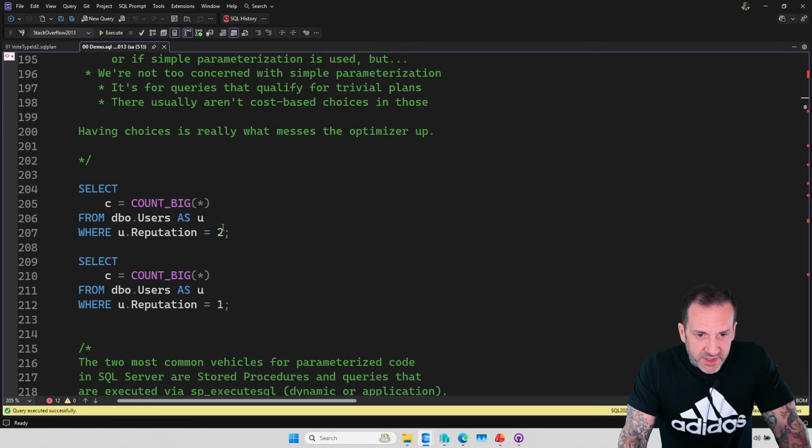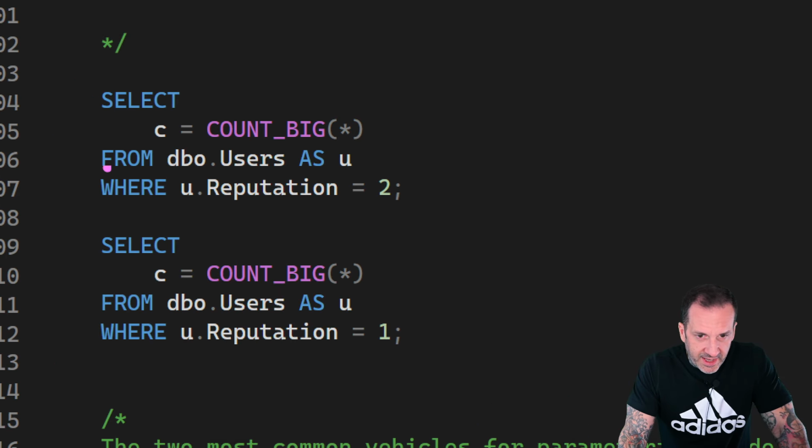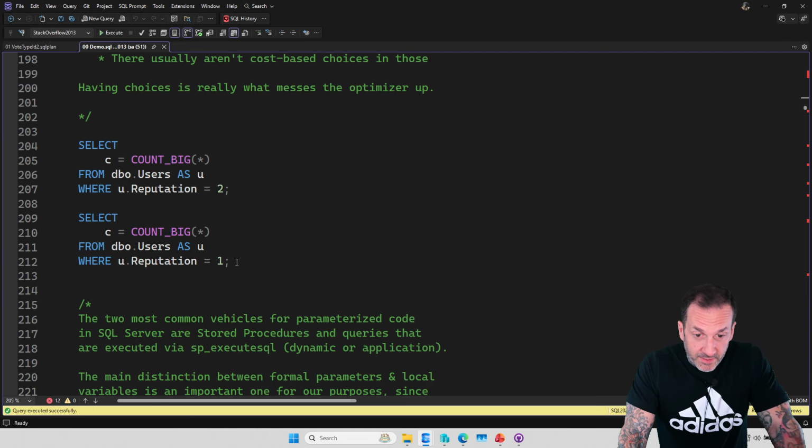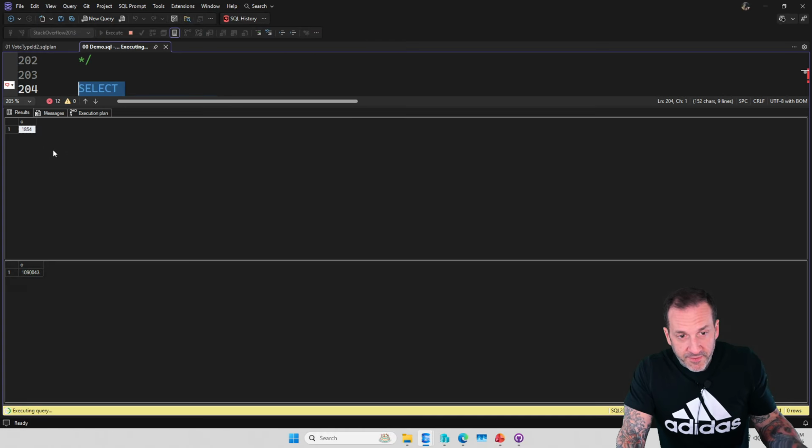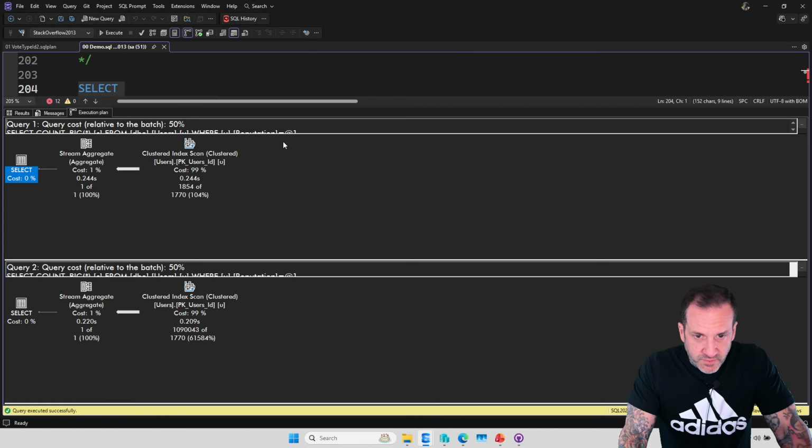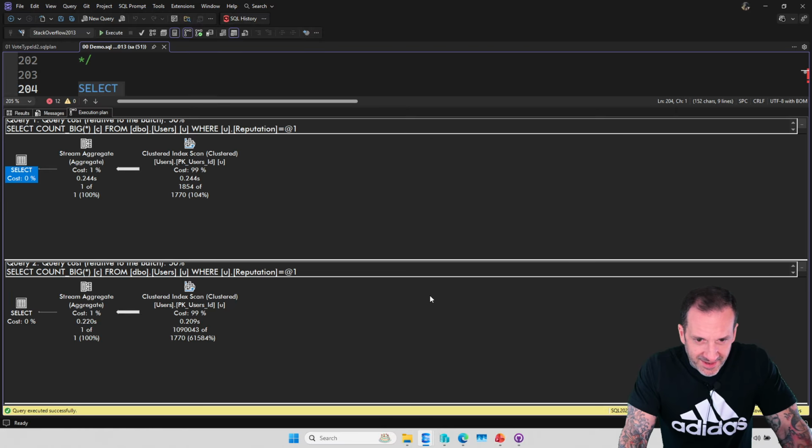So if we look at execution plans for these two queries, right, we're just going to get a count from the Users table. One of them is for reputation 2 and one of them is for reputation 1. I have literal values in both of these queries, right? But if we run this and we look at the plans, and of course we have to move some stuff around, and actually no, we can just use the arrows, I guess. Thanks, SSMS. Making me do more work. The last time I upgrade you, fiend.